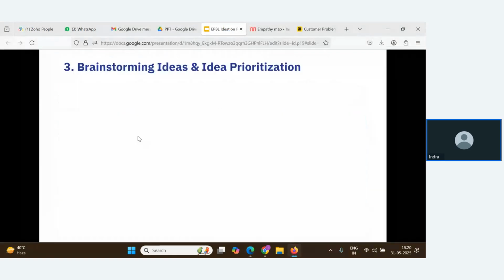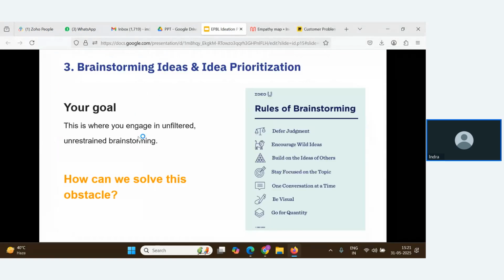Yeah. Then the third template inside this is nothing but brainstorming ideas and idea prioritization. This is the third template in the first phase, the ideation phase, that we have to work on. From the previous two templates, we understand the problem, right? So now it is time to come up with as many ideas as possible to solve it. This step is called brainstorming.